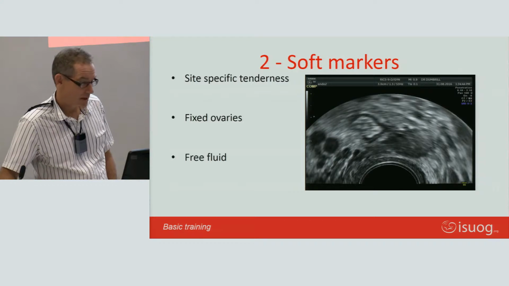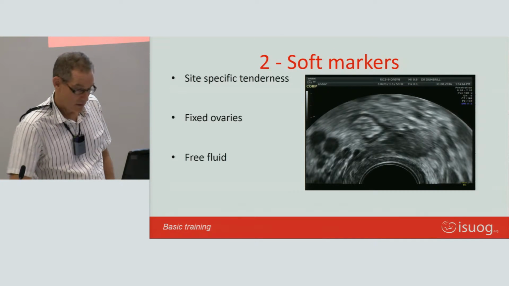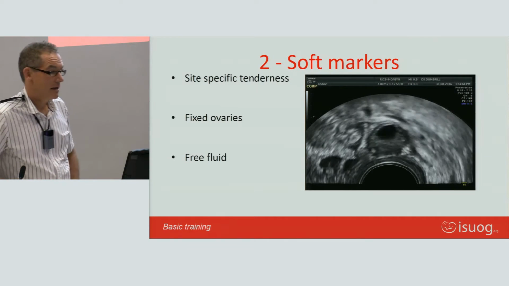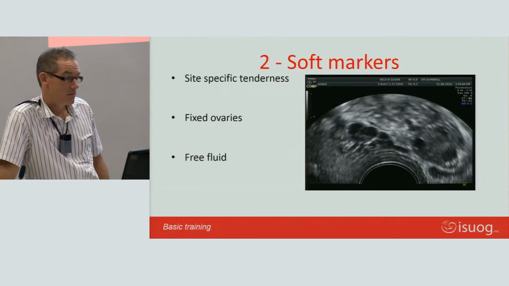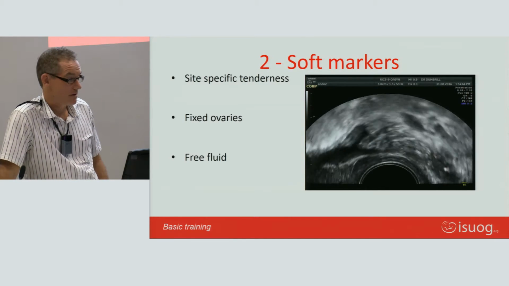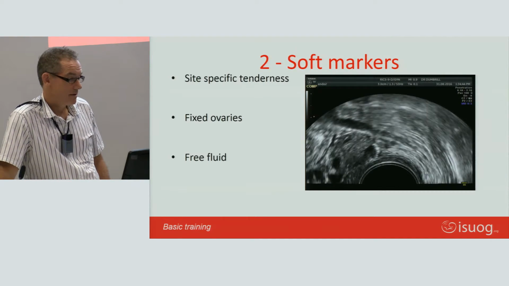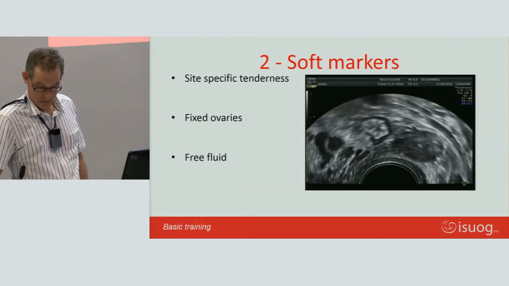And this is actually quite a nice trick, because if you're seeing, sorry, let's go back again. If you're seeing a mobile ovary like this, and you can quite happily probe it, it's very unlikely that whatever pain she's getting will be coming from this ovary if you can do this test. So in terms of soft markers that they speak of, there is site-specific tenderness, if the ovaries are fixed in any way, and then free fluid.